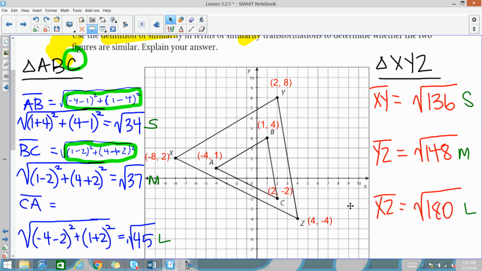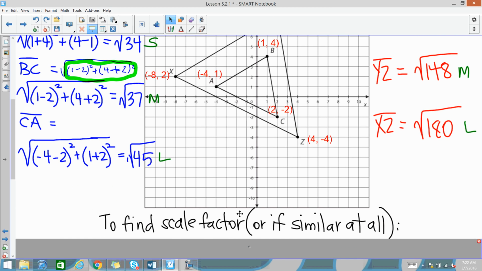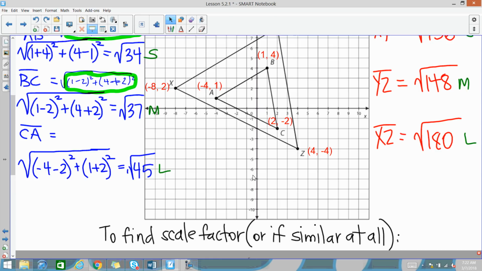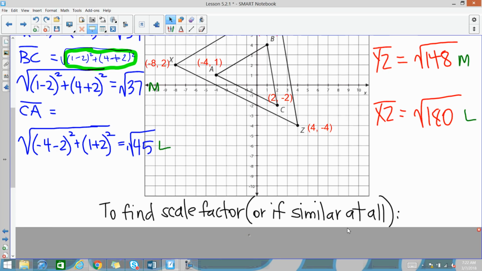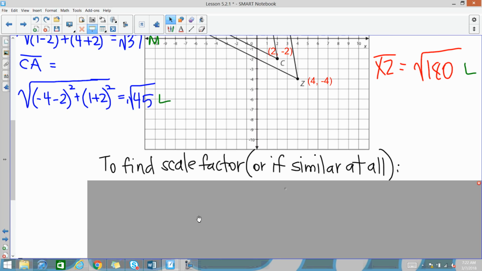You see that? After you've categorized them small, medium, large, we now are going to determine what our scale factor is. We're going to determine if they're in fact similar because they're going to give us a common scale factor. So to find our scale factor, or if there is similarity at all, after saying you're small, you're medium, you're large, what we're going to do is set up our ratios.